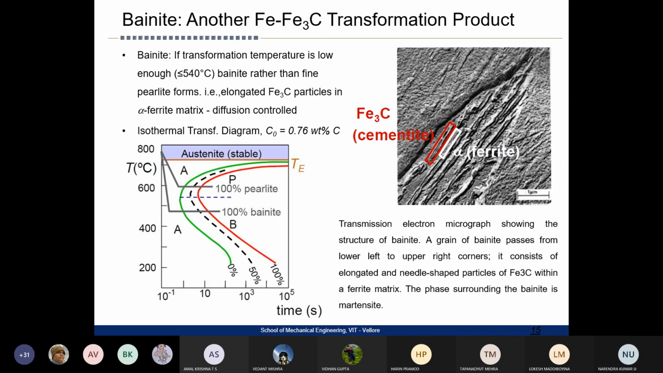Okay. So this is the formation of bainite transformation. Since I said it's going to be a finer distribution, you get elongated Fe3C particles, and it is going to be an alpha ferrite matrix. As mentioned, it is also a diffusion controlled transformation. So 0% to 100% conversion, temperature below 550, up to a temperature of 220 it is possible.